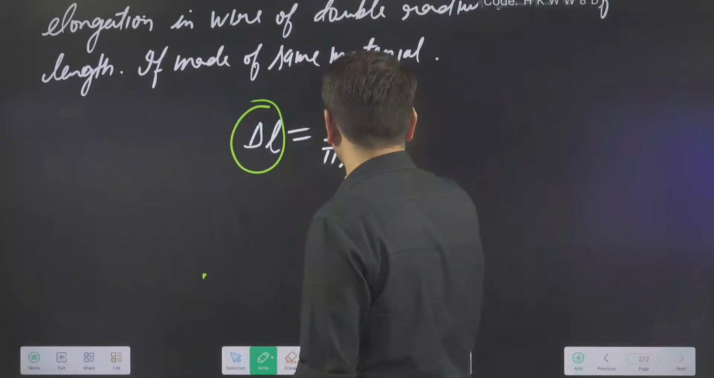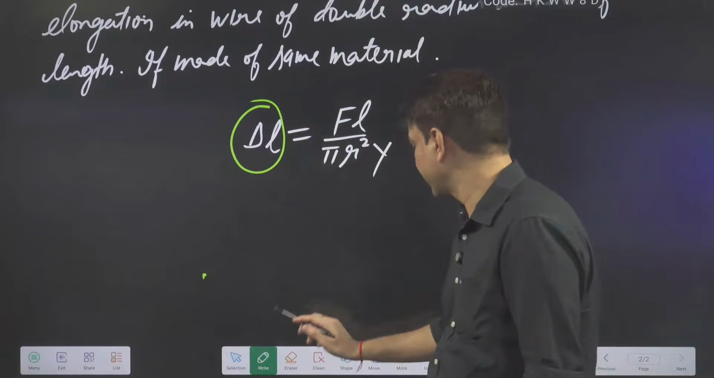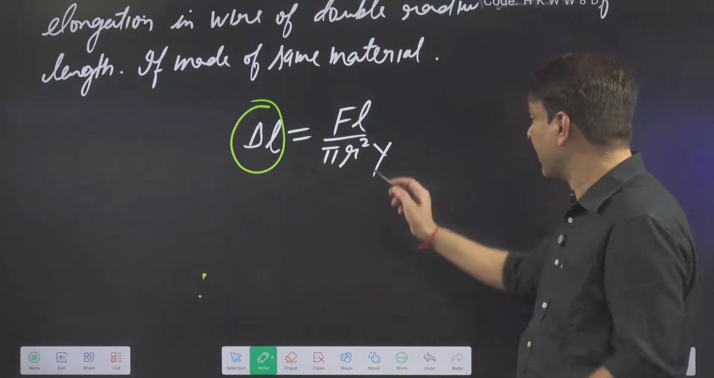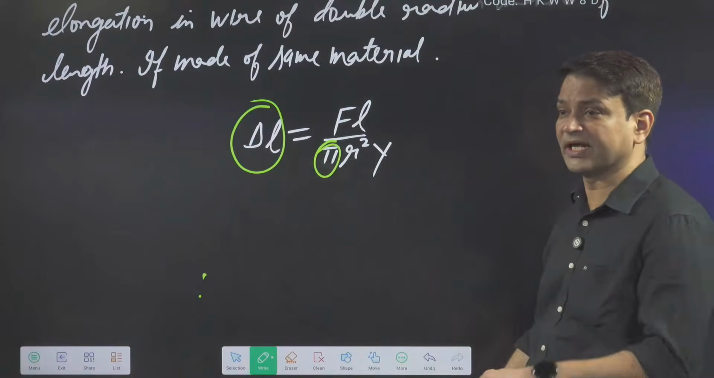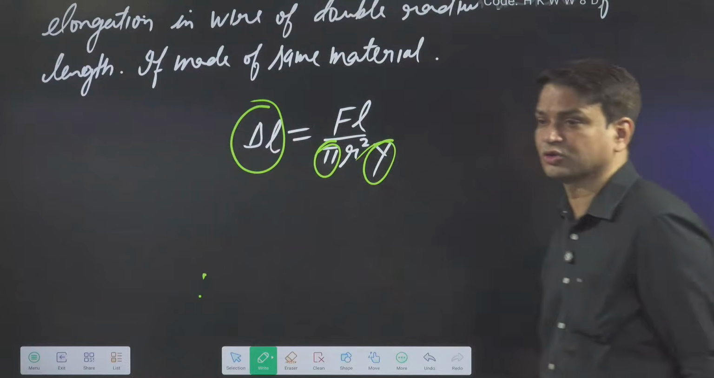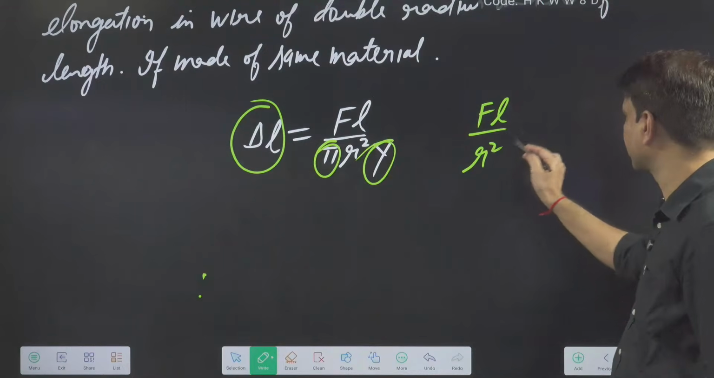pi r square into Y. Here I want the elongation to be the same. One thing, second, pi is constant. Material same means Y same. Now F L upon R square, then I can say F L upon R square is equal to constant.